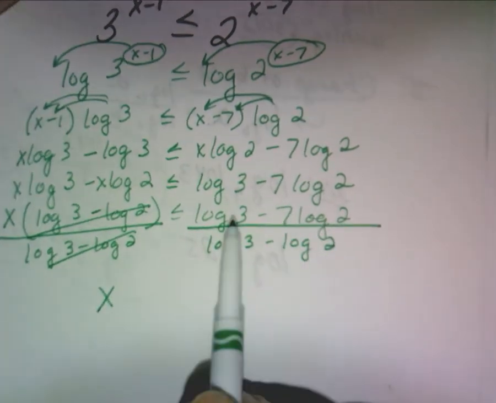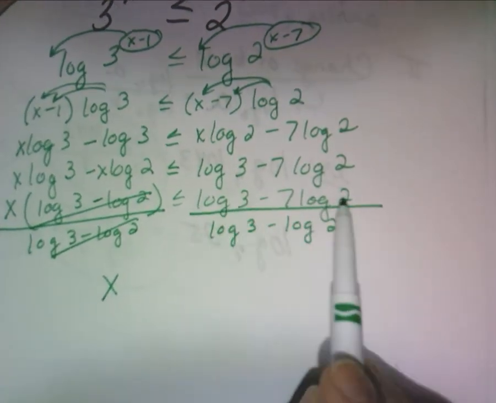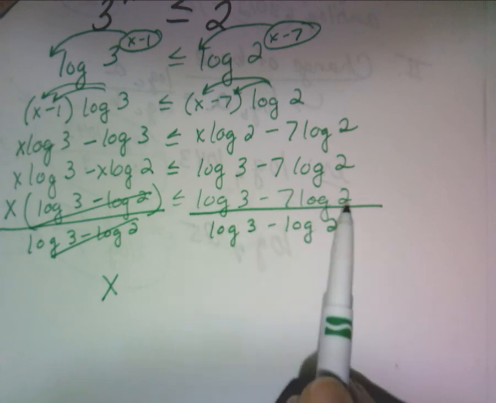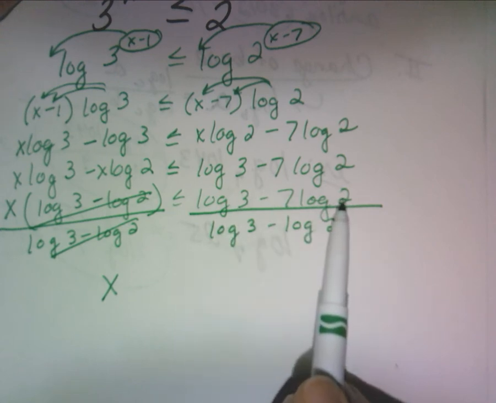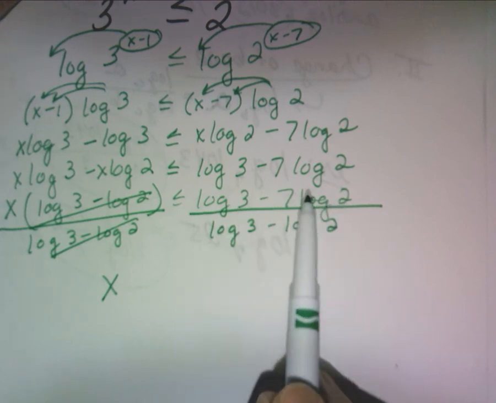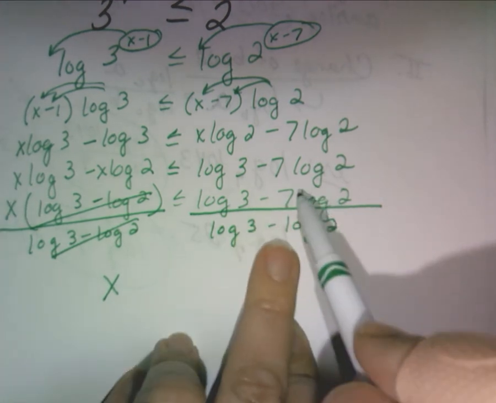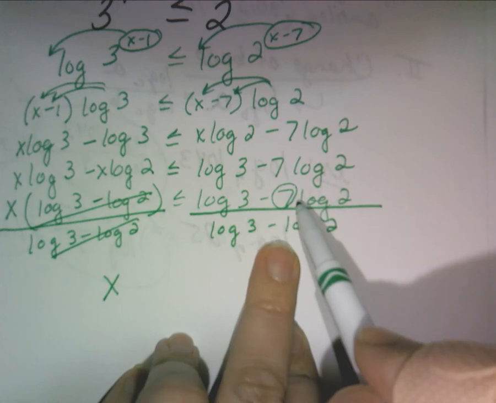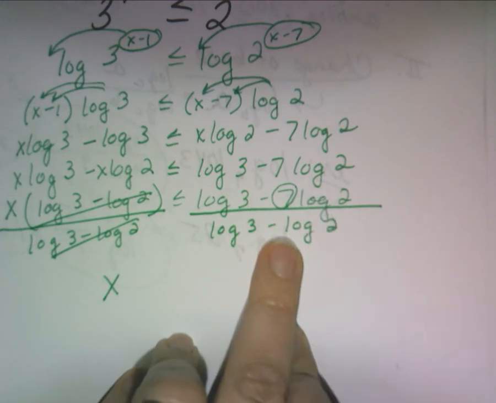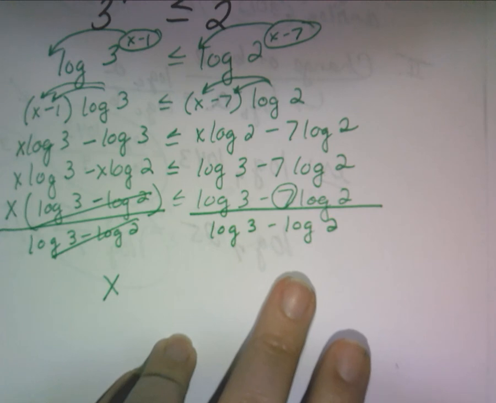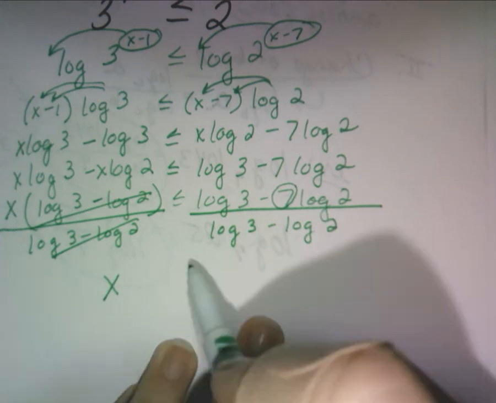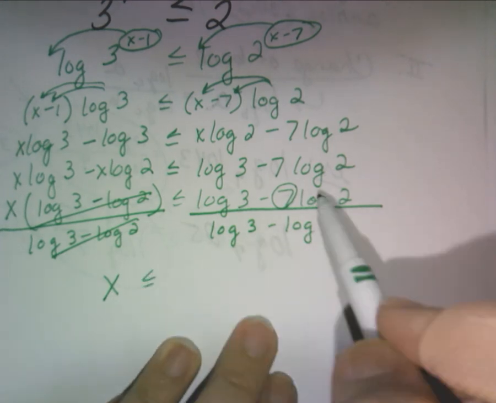Now you have to rewrite this for me using your properties. So you have, with this 7, what are you going to do with that 7? 7 in front of a log. 2 to the 7th power. This would be 2 to the 7th power.